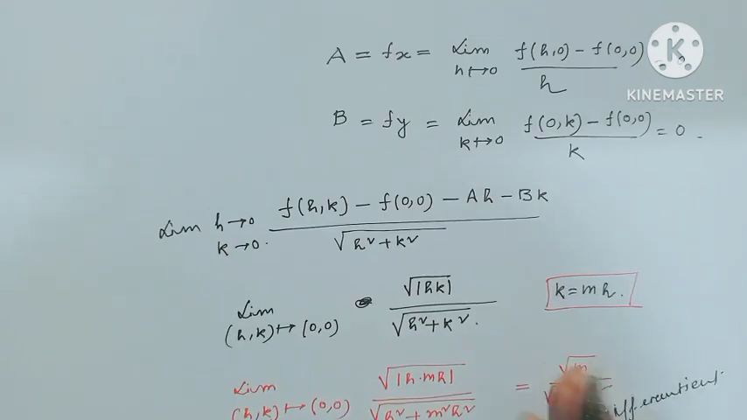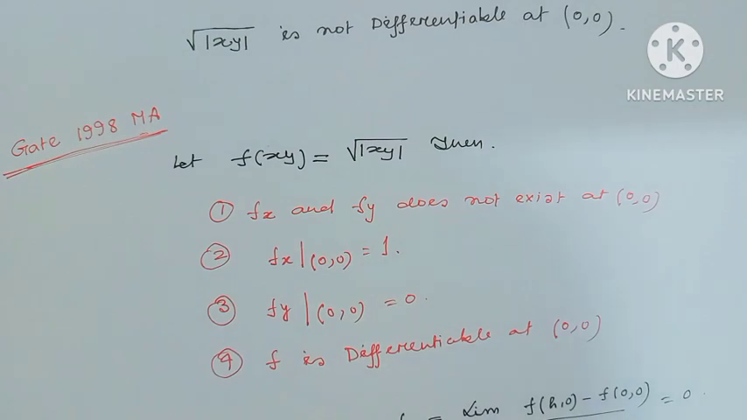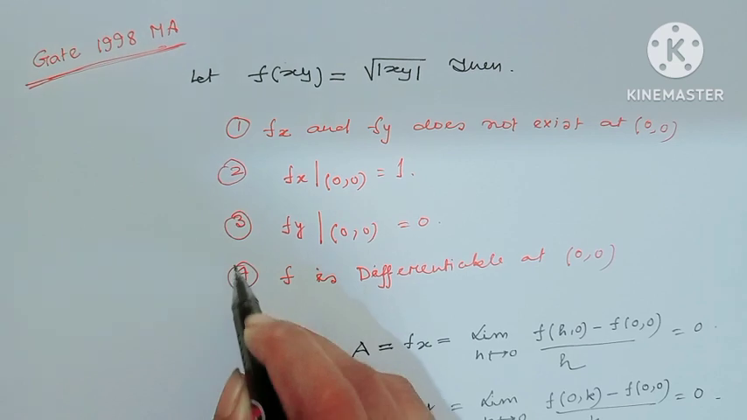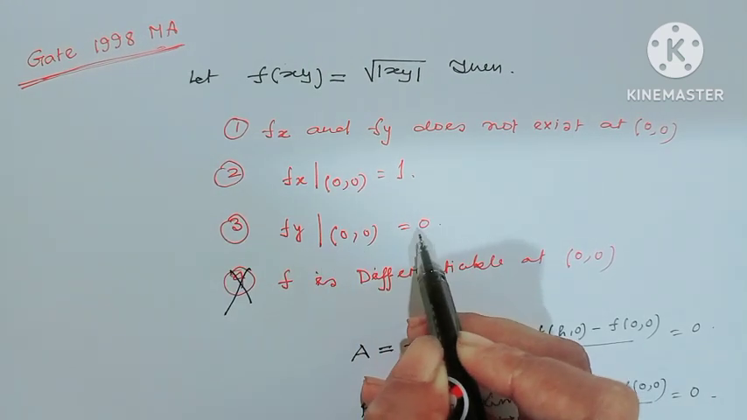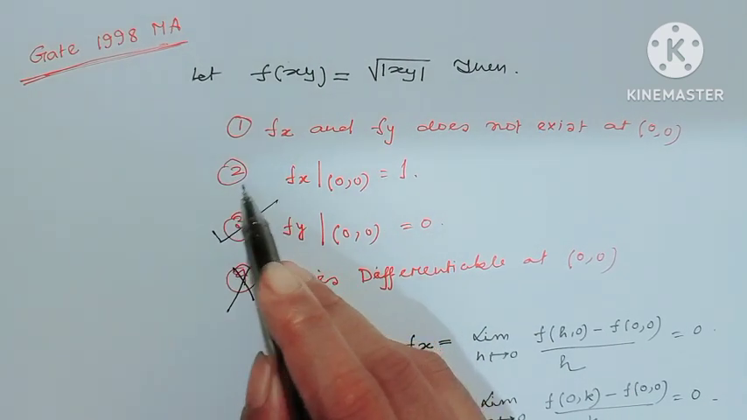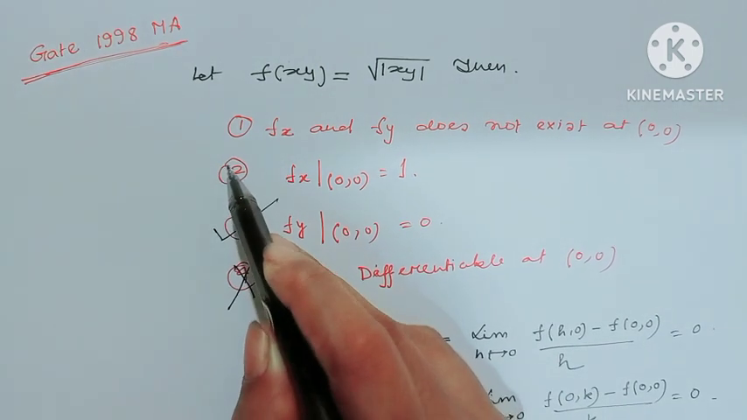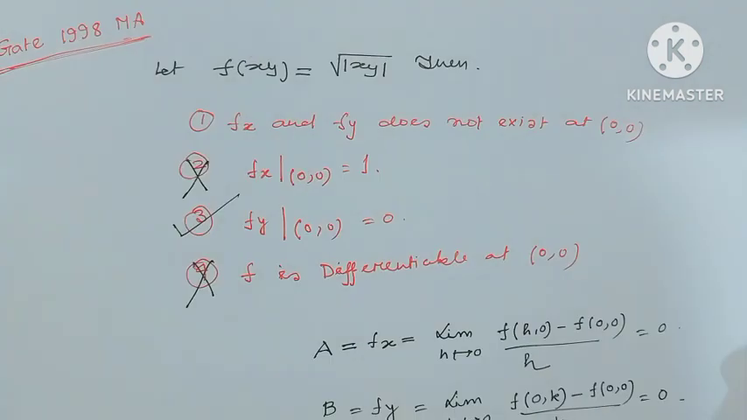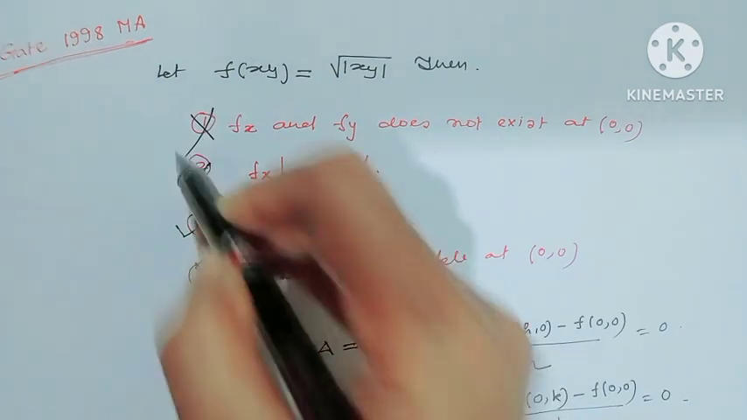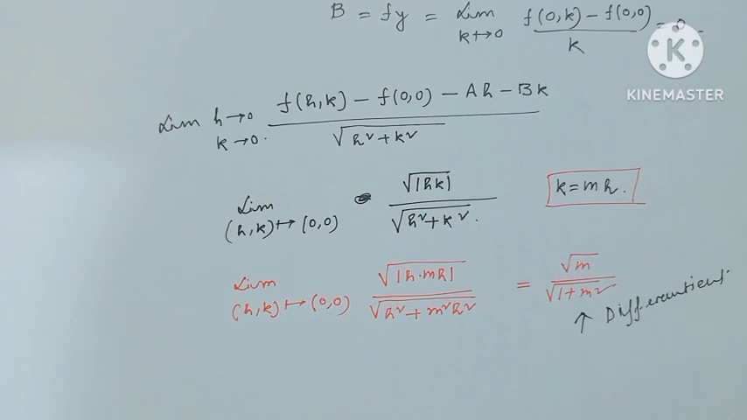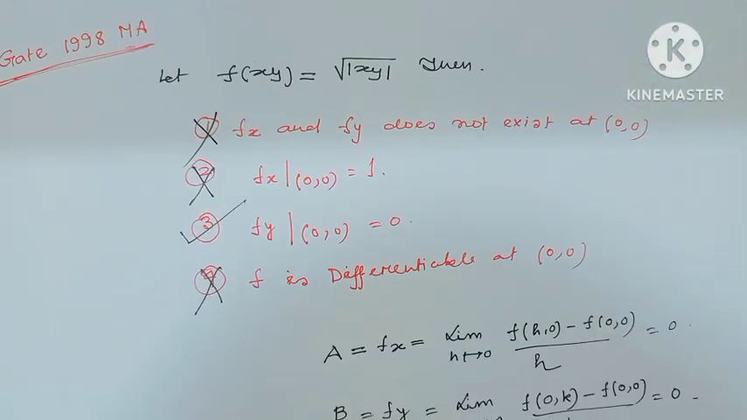So if f(x,y) equals square root of mod xy, this is not differentiable. So f is differentiable at (0,0), this is the wrong option. Partial derivative with respect to y, this value is 0, this is right. Partial derivative with respect to x at the point (0,0), this value is 1, this is wrong because this value is 0. And partial derivative with respect to x and with respect to y do not exist, this is a wrong option. That means only option 3 is the right option. I hope all my viewers have understood clearly.